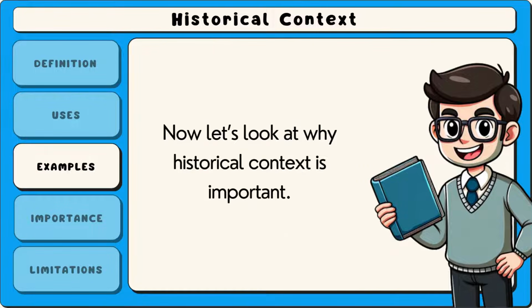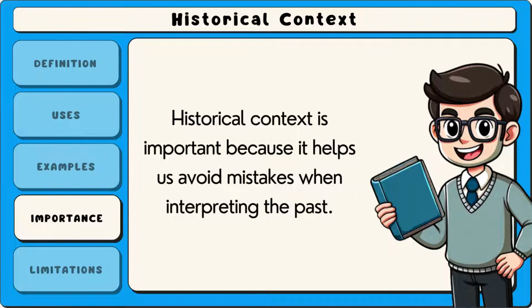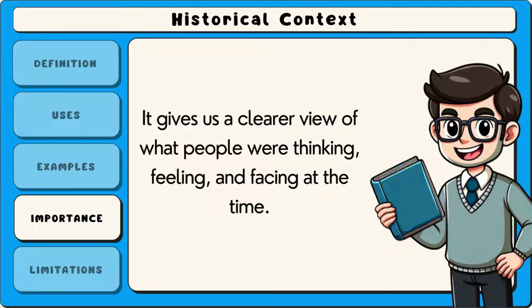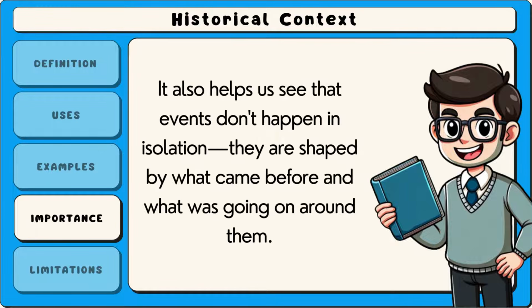Now let's look at why historical context is important. Historical context is important because it helps us avoid mistakes when interpreting the past. It gives us a clearer view of what people were thinking, feeling, and facing at the time. It also helps us see that events don't happen in isolation. They are shaped by what came before and what was going on around them.